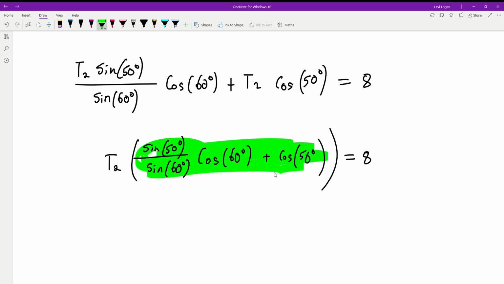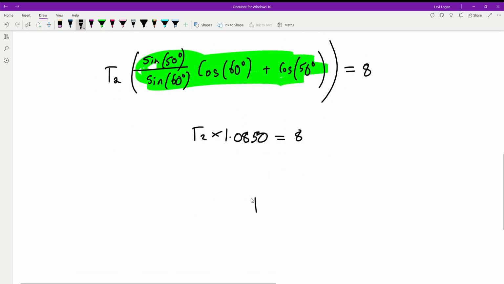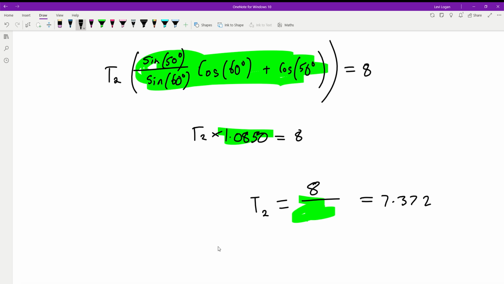Cos of 50. So with rounding, this green bit here is about 1.085, I'll leave it like that for now, times T2 equals 8, okay? So then T2 is going to be 8 divided by whatever this green number is. Now I'm going to leave it in my calculator to get the most exact value possible. So this green bit here, I'm just going to emphasize it there, gives you 7.372. So T2 is equal to 7.37, and this will be in kg weight.